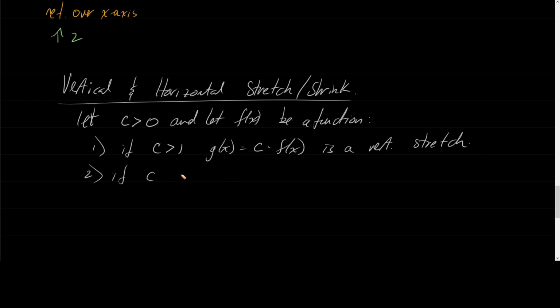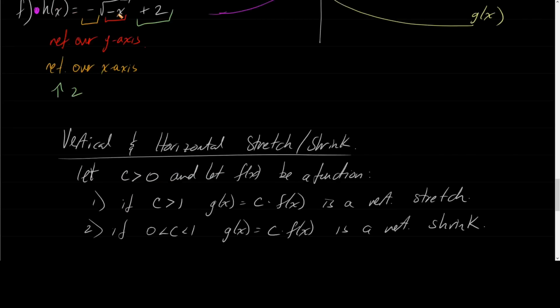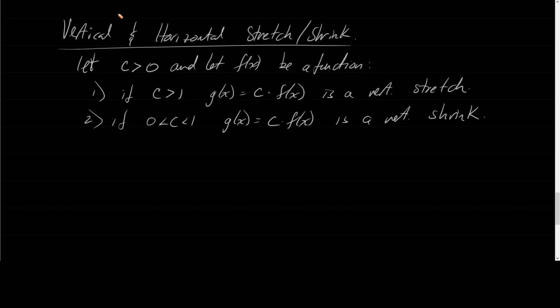Similarly, if c is between 0 and 1, then g of x being equal to c times f of x is a vertical shrink. Now notice I'm keeping this between 0 and 1. The reason is that if c were negative, then that negative would be a reflection of some sort. So we don't have to worry about the case where c is negative. We can just worry about these two cases.